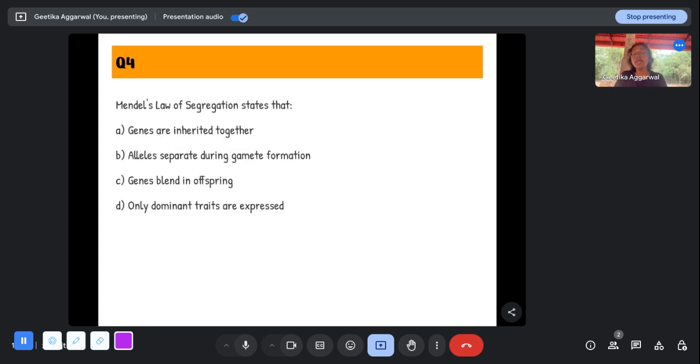Okay, next question. Mendel's law of segregation states what? Which of these is a statement put forth by Mendel's law of segregation? Genes are inherited together. Alleles separate during gamete formation. Genes blend in the offspring. Only dominant traits are expressed. You've got 10 seconds to answer this question.